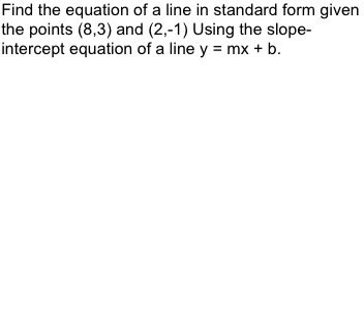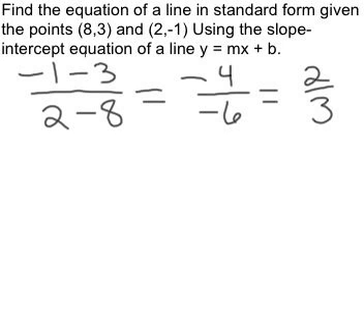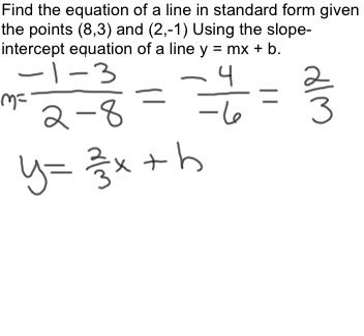So y2 minus y1 over x2 minus x1, which is equal to -4 over -6, which is equal to a positive 2/3. Okay, so there's your slope. That's your m. So I'll stick an m out here. m equals 2/3. So we know right off the bat that y equals 2/3 x plus some b, which we know b is the y-intercept.